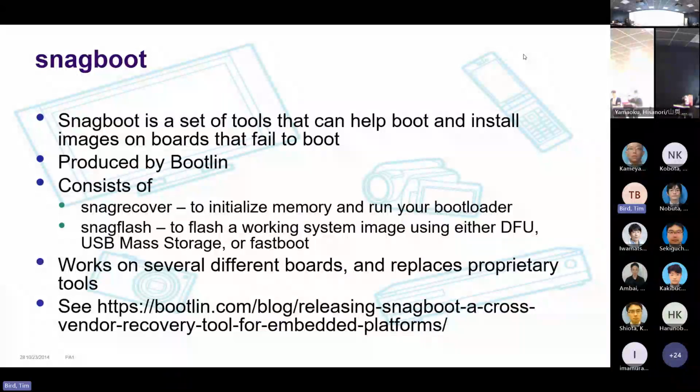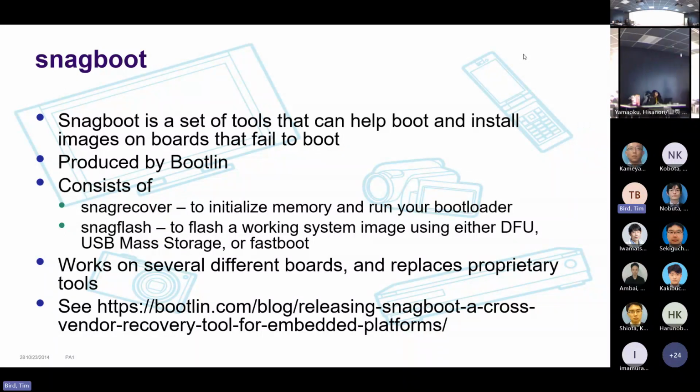So this is a project to try and create an open source set of technologies for doing this that works on multiple boards. So it's not specific to a single board. Anyway, that's a good project to take a look at if it applies to you.